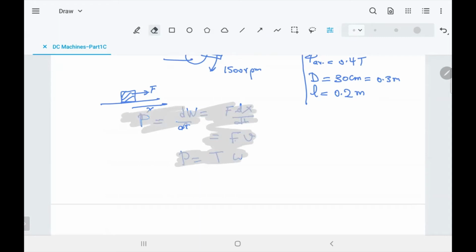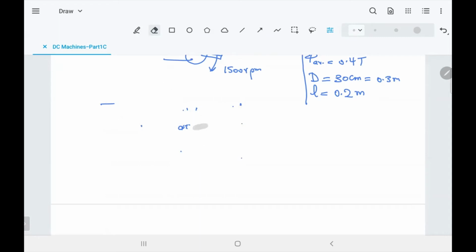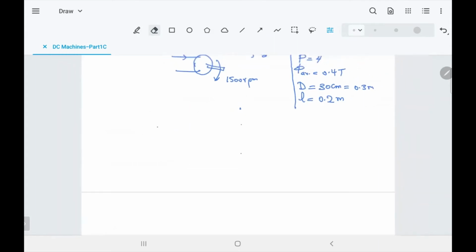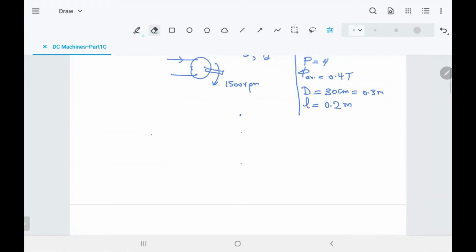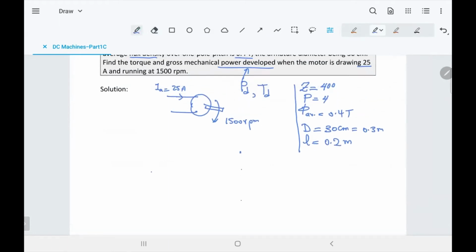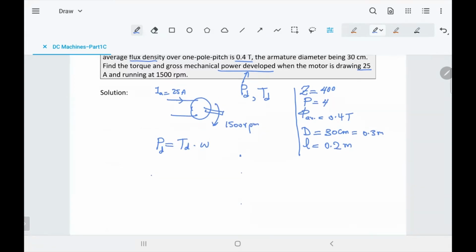Now, if you want to find the torque, you're supposed to find the power. The developed power is equal to the developed torque times omega. All right. And by the way, there is a speed here. The speed n is equal to 15 RPM, so you can find omega.